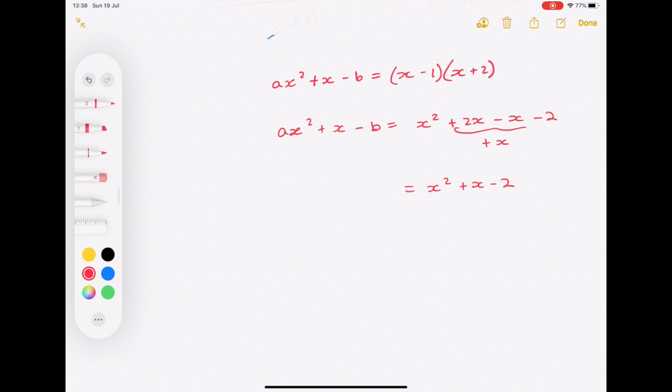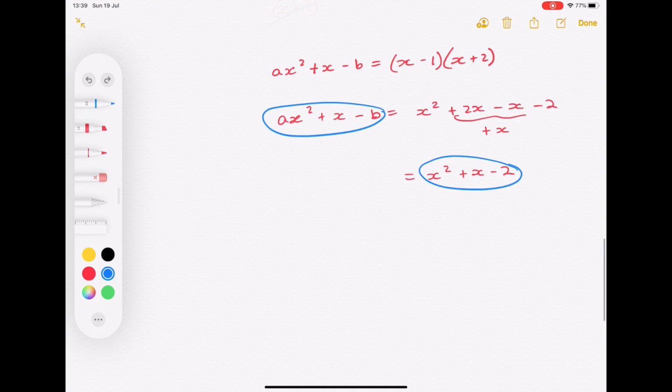Right, so here we go. I've expanded those brackets because I can see that we have a quadratic expression on the left, and these two brackets will also give me a quadratic expression, as you can see just there. So you can see that these two things are very, very similar to each other, and so we can compare them because of this equal sign. Let me write this down. Let me bring this down here.